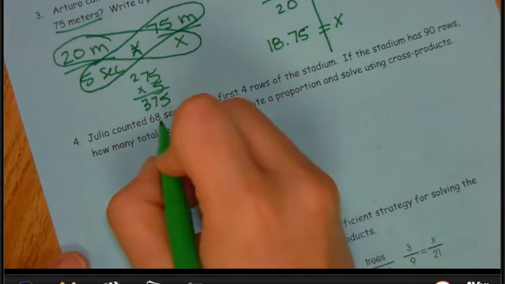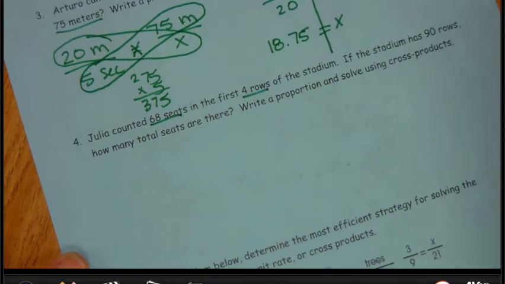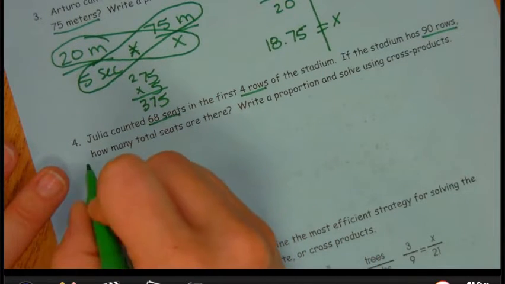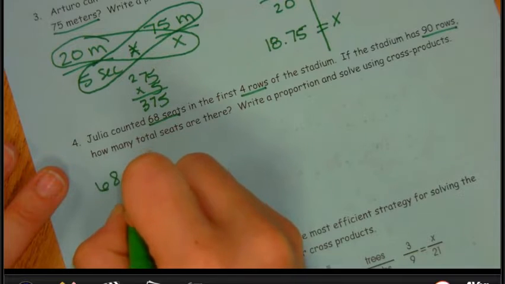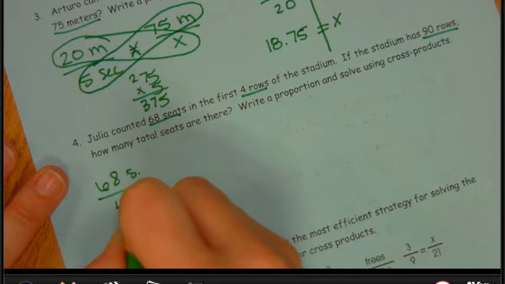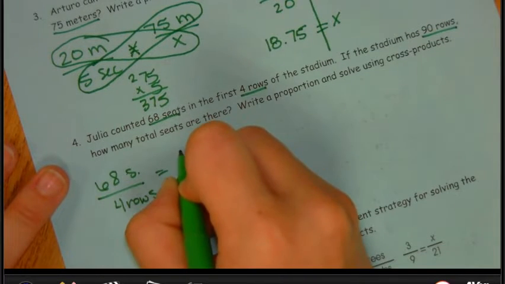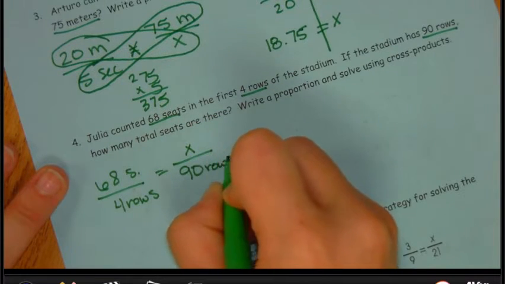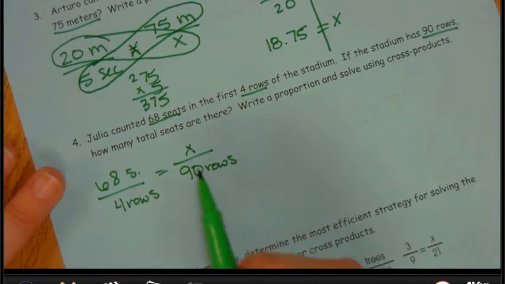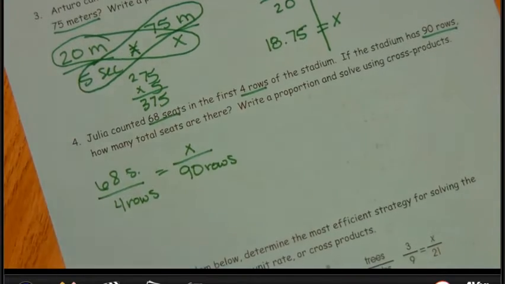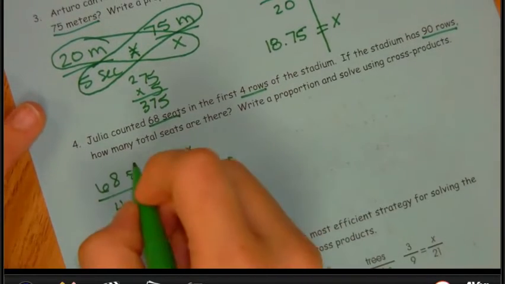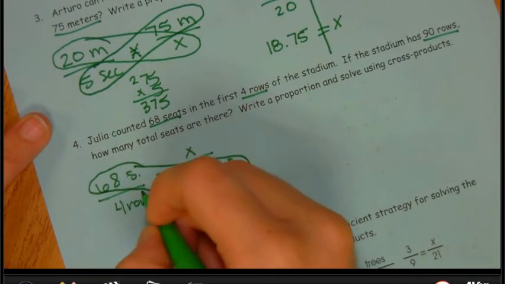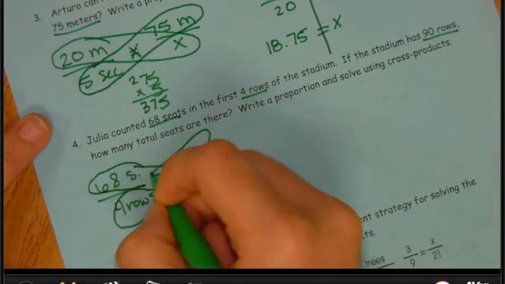All right, number 4. Julia had 68 seats in 4 rows. If there are 90 rows, how many seats are there? So I'm going to set up a ratio of 68 seats over 4 rows is equal to an unknown number of seats over 90 rows. Well, I know that 4 could probably go into 90, but we don't know it, so we're going to use cross product again.